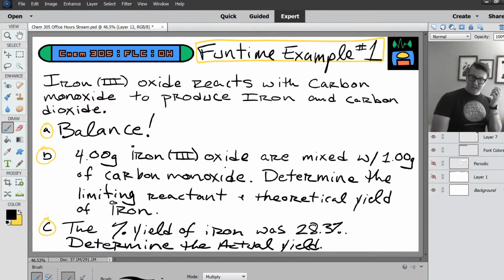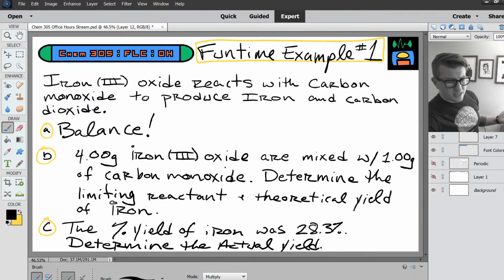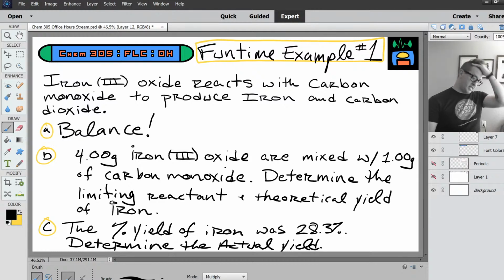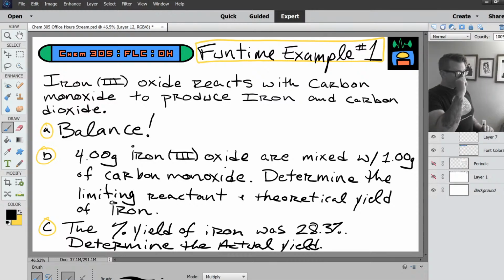All right, so there is an example of, well, all the yields really. We've got theoretical, we've got percent, we've got actual all up in there. It's a limiting reactant problem. So go ahead and give that one a crack. Fun time example number 1.